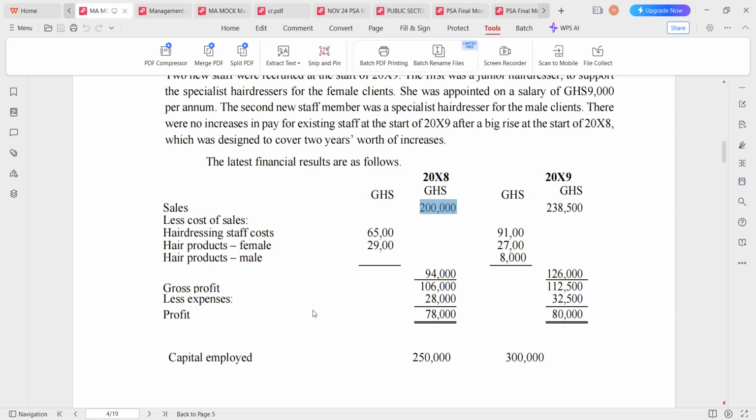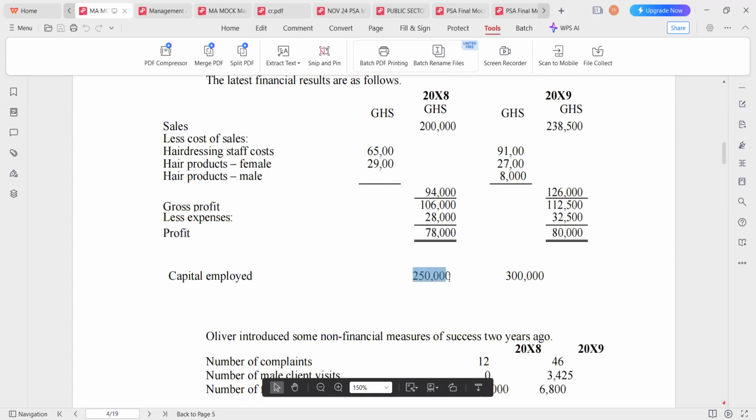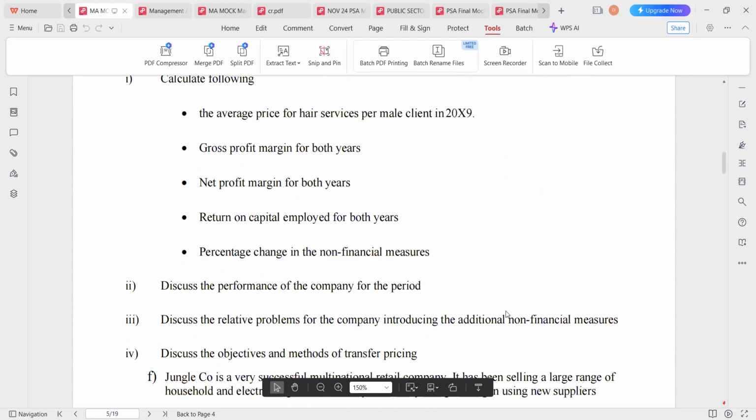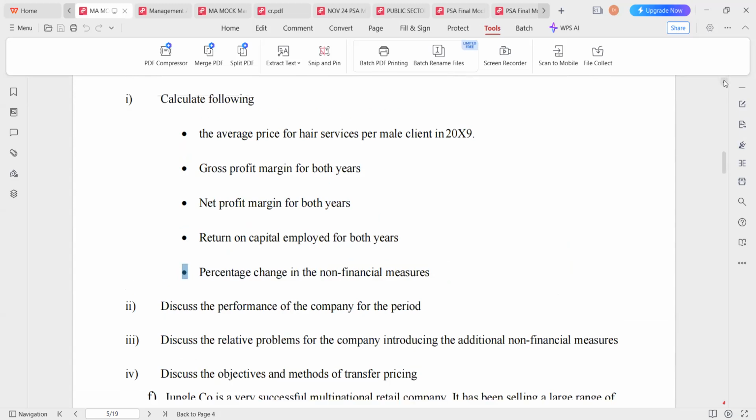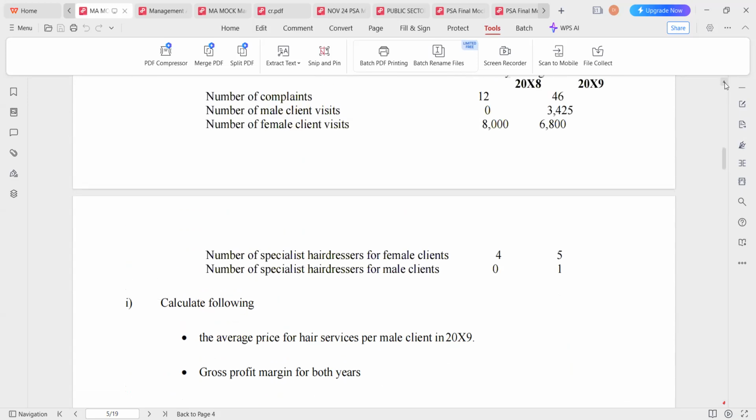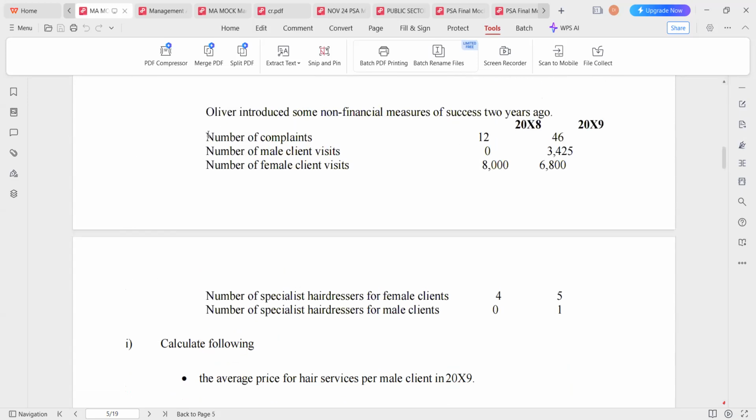So that is that. Next is net profit margin, so this is a net profit as well. Once there's capital employed here, they'll ask for ROCE. They also ask for percentage change and then non-financial factors. What are the non-financial factors? They are here. The numbers of all these are non-financial factors.